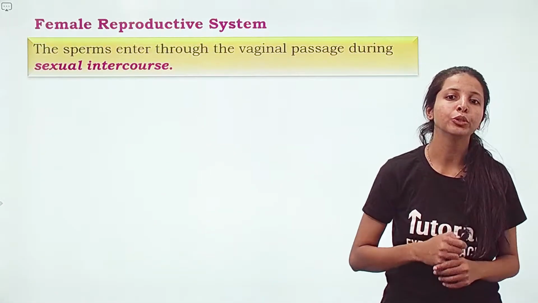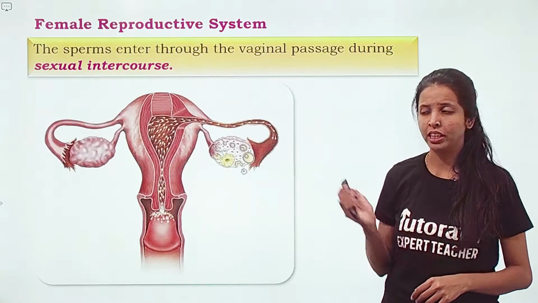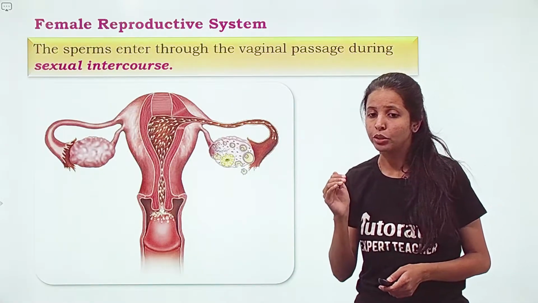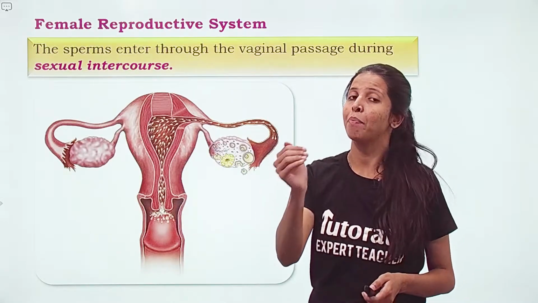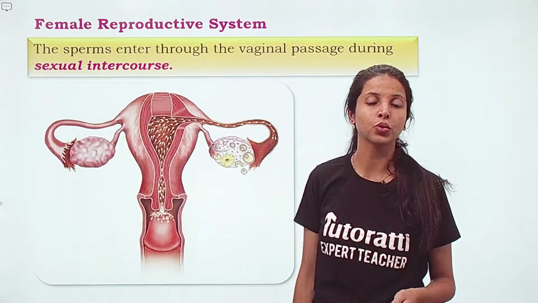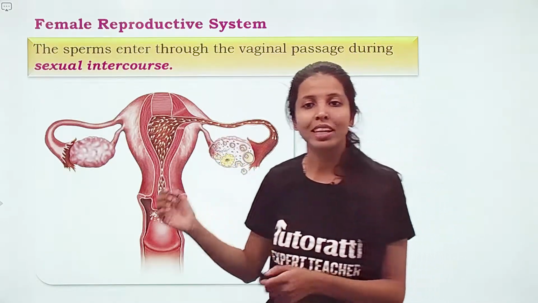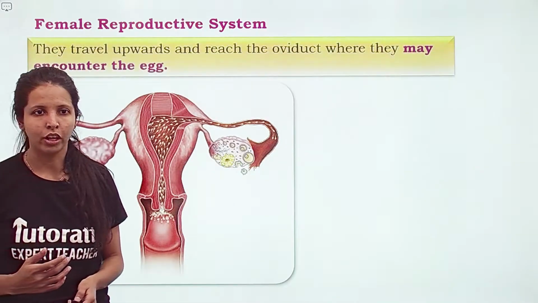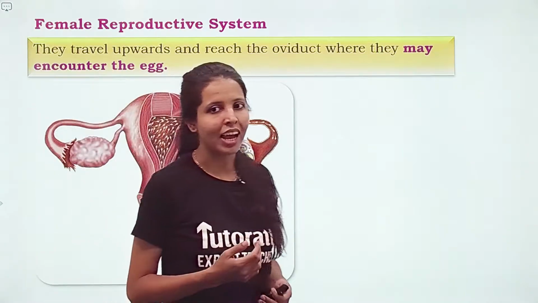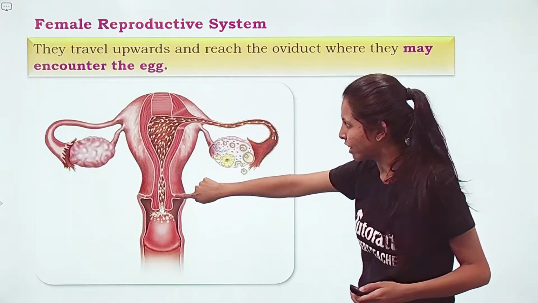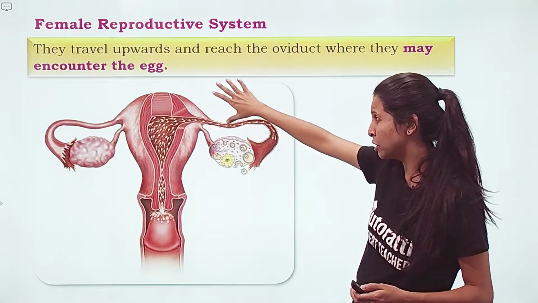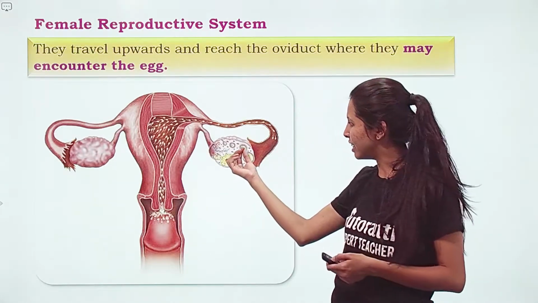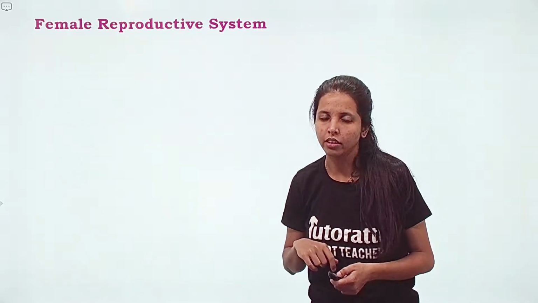The sperms are going to enter through the vaginal passage during sexual intercourse. In the male reproductive system we studied that they are going to reach the site of fertilization, and Ma'am also told you that the site of fertilization is going to be in the female's body. So sperms enter through the vaginal passage during sexual intercourse. That is the act of reproduction. They travel upwards and thus reach the oviduct, where they may encounter the egg, if the egg has been released, kids.